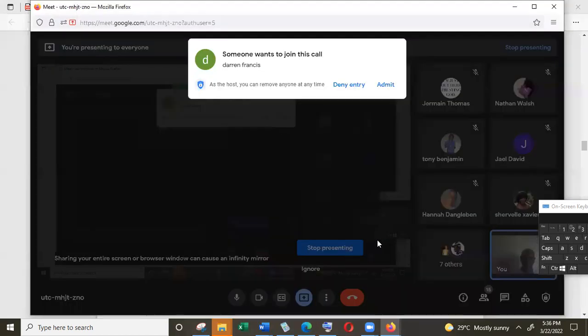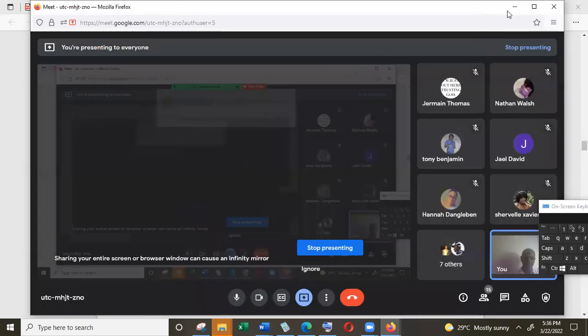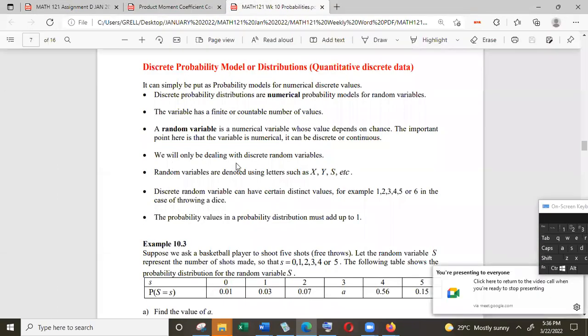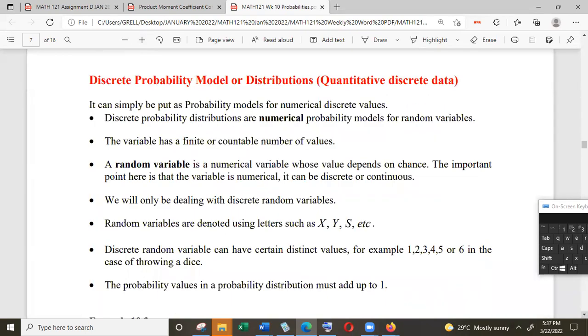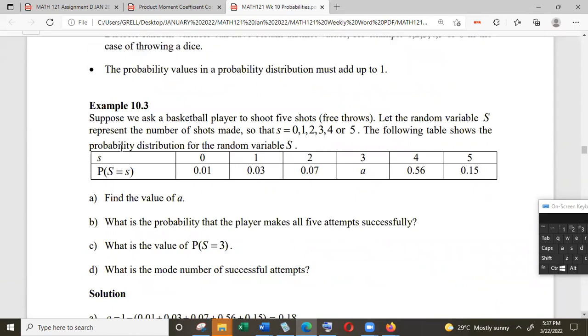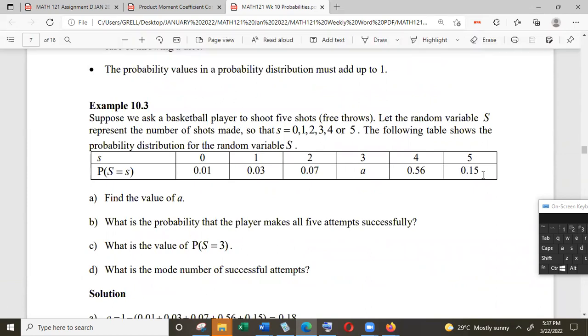So this is just some reading. We'll see how important it is. We'll only be dealing with discrete random variables. Random variables are denoted by capital letters, and discrete random variables have distinct values, 1, 2, 3, 4, 5, 6, and so forth. So that's why these values will always be whole numbers, and the probability values must add up to 1. This is a key point in a discrete probability distribution. It comes with a set of whole numbers and probability values.